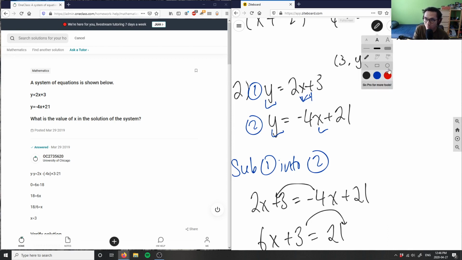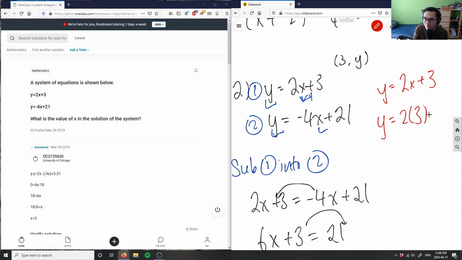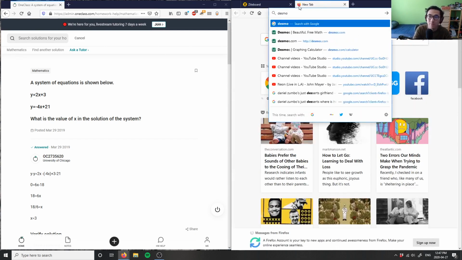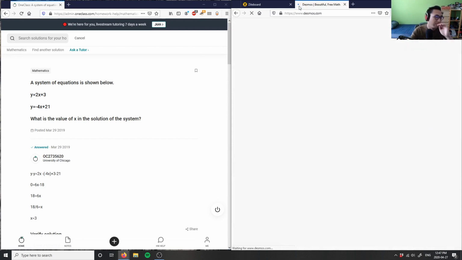So I'm going to do this in red and say y equals 2x plus 3. I can simply sub in 3 for my x value to figure out my y. So y would equal 2 times 3 plus 3, which is 6 plus 3, and y would equal 9. Which means the point of intersection, the POI of these two equations, is 3 and 9. And we can actually check this graphically. So let me do that for you real quick, and we will end the video there.